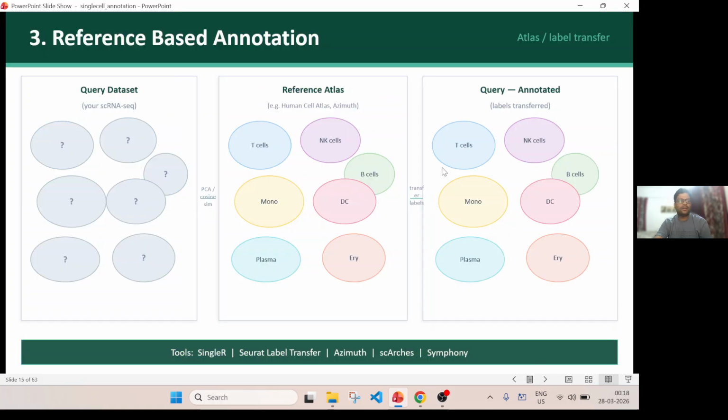The third one is the reference mapping. You take your UMAP data and project it onto the reference data. Based on that, it is a kind of alignment, and you are annotating. So that's the third approach. And the fourth one is AI based, LLM based, which has already learned all this text, and through that we will also be able to annotate.